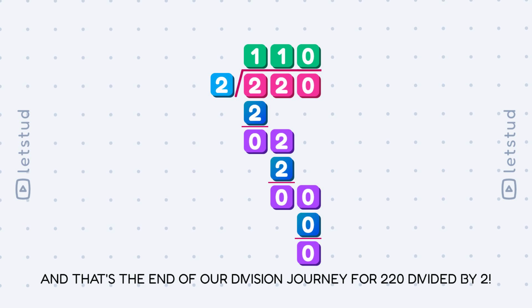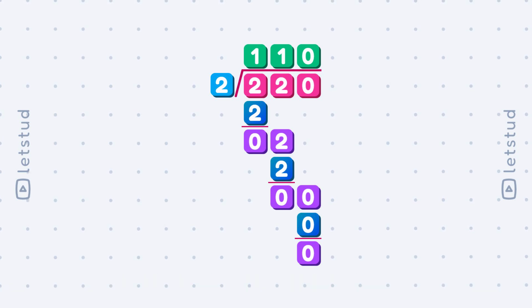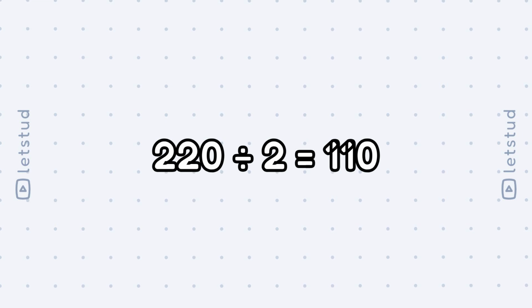And that's the end of our division journey for 220 divided by 2. We found that 220 divided by 2 equals 110. Great job, everyone! We successfully divided 220 by 2, learning how each digit plays a role in the final answer. Remember, practice makes perfect, and you're all doing amazing.